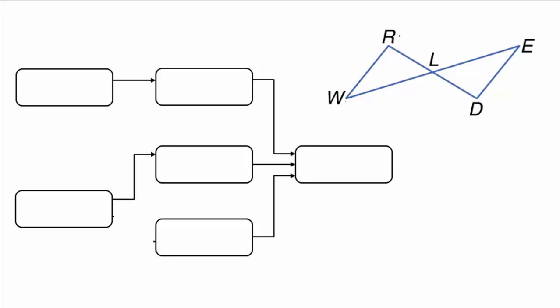We don't need it. Okay, so let's go ahead and get started. I apologize for that. So what are we trying to figure out here? It told us to prove, and I'm going to write that at the end here, triangle WRL is congruent to triangle EDL.